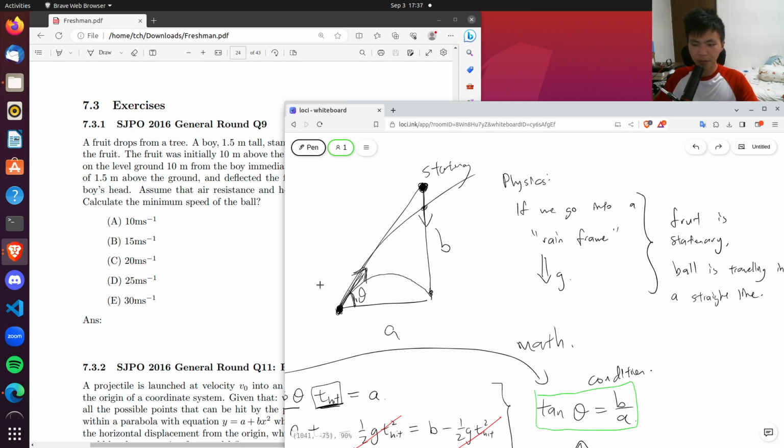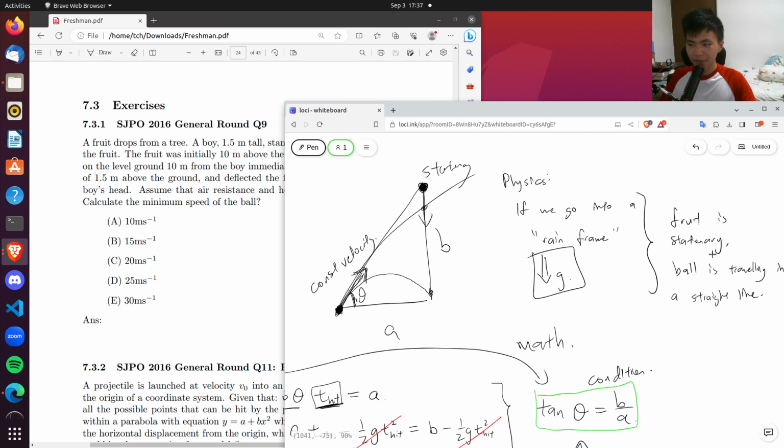In other words, constant velocity in the rain frame, the frame that is accelerating downwards at g. If you're in a frame accelerating downwards at g, you're kind of removing the effects of gravity. In fact, that goes into the idea of general relativity and how acceleration is gravity, but that's a topic for another day. But in the rain frame, you're removing the effects of gravity, so your ball doesn't fall down, your fruit doesn't fall down, and your ball just goes in a straight line because there's no gravity.